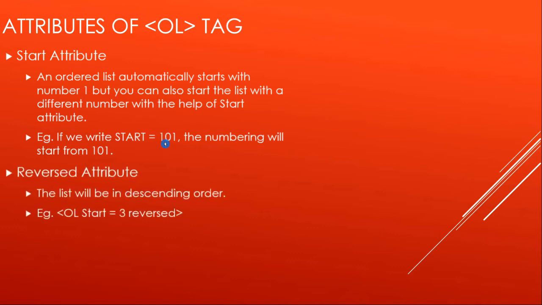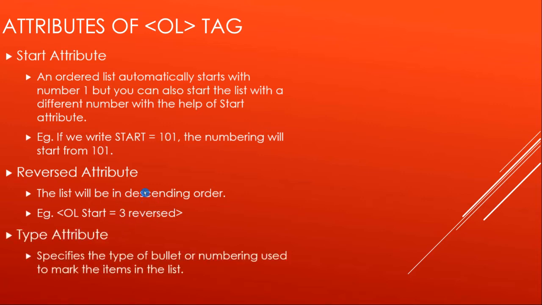The next one is the reversed attribute. Suppose you wanted to show the list in reversed order, which is descending order, you can do it. Here the example is you have to use start equal to the number to be started from, and if you give reversed, it will start from 3 and it will go 3, 2 and 1. Then the type attribute is the third attribute, which specifies the type of bullet or number which is going to be used in your ordered or unordered list.